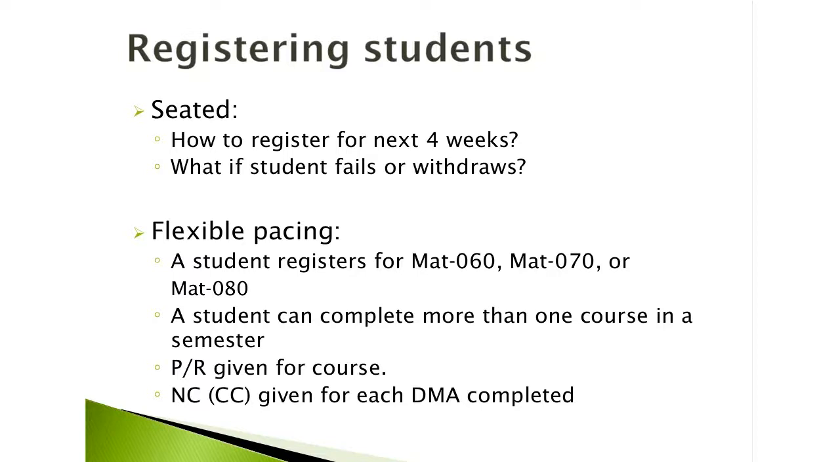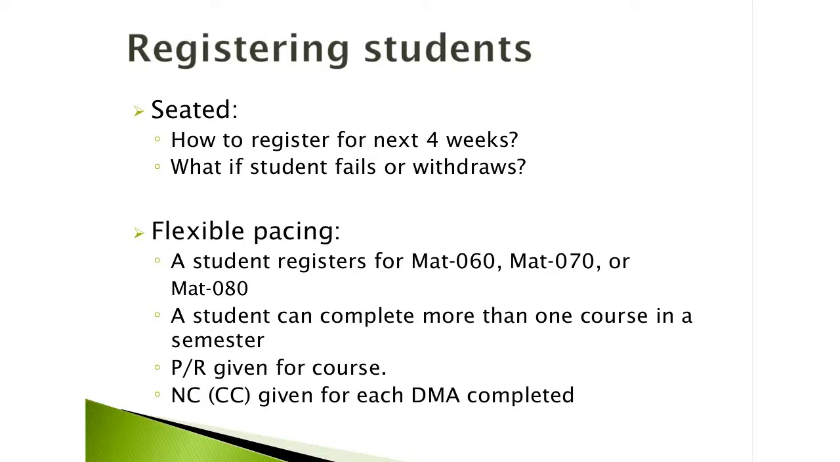Currently, in the flexible pacing courses, a student registers for one of the existing 60, 70, or 80 courses. They can complete more than 1 course in a semester if they're very diligent about working outside of class. They will be given a grade of P or R, pass or repeat, for each course.